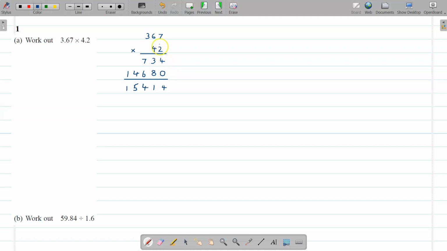Okay, the points were here and here. There's a total of 3 digits to the right of decimal points, 1, 2, 3, and the point goes there. Okay, and that's the answer.